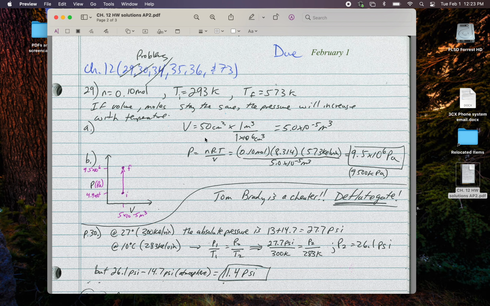So first convert the volume that was given, which was 50 cubic centimeters, to cubic meters. Then use the ideal gas law, rearrange to find pressure. That's 9.5 million pascals, or 9,500 kilopascals. So we end up going from this initial pressure to this final pressure.